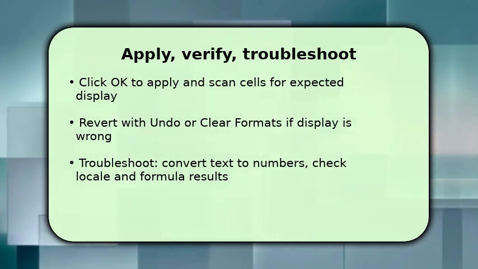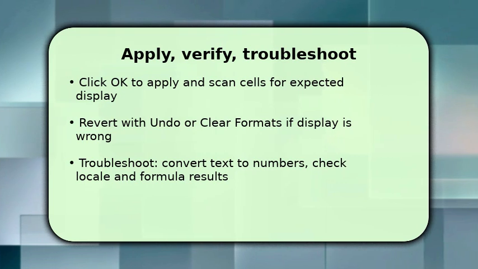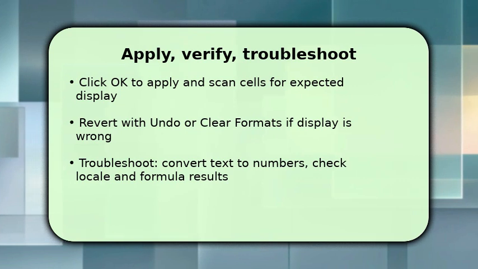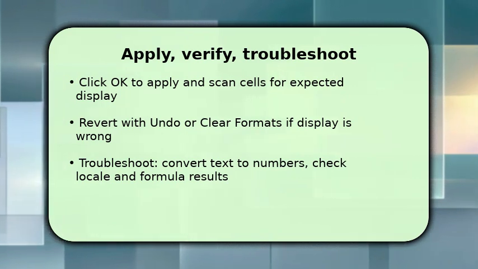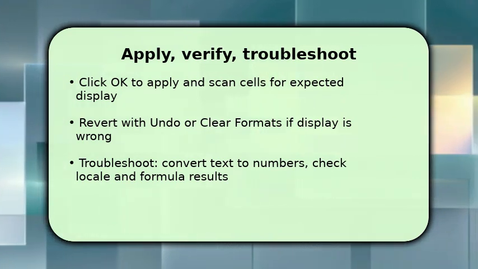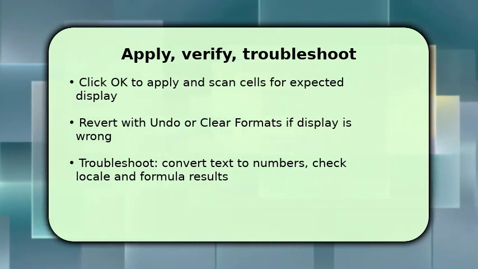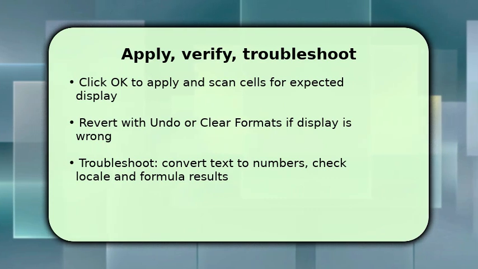If numbers remain as text, convert them with text to columns or value. If dates are wrong, check Excel's regional locale. Finally, ensure formulas return numeric results rather than text. Because formatting can't change underlying data types, it only changes how values display.